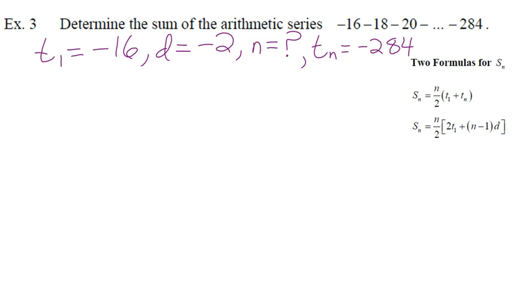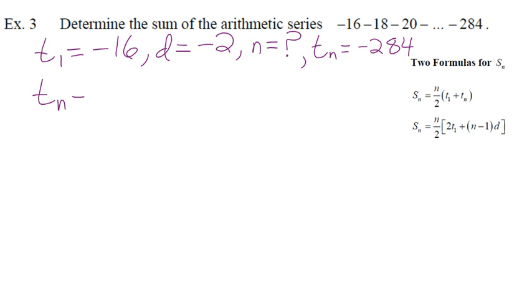Right, if you're going to think of this as a sequence, this sequence is negative 16, comma, negative 18, comma, negative 20. Those are the terms, right? If you wanted to, you could write this as negative 16 plus negative 18 plus negative 20, right? We don't really bother doing that.